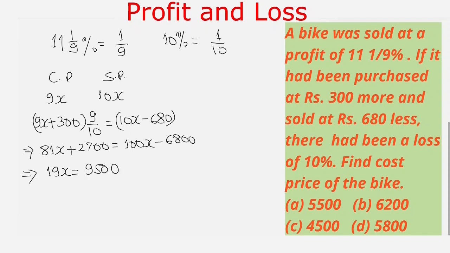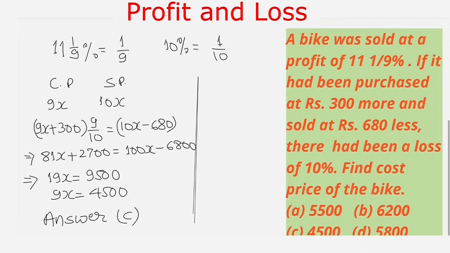If 19x equal to 9500, then we have to find the value of 9x as our assumed cost price was 9x. So 19 divides 9500 for 500 times, therefore x is 500. 9 times 500 is 4500. Thus, the cost price of bike is rupees 4500, and from the given options, our answer is option C. Now we solve this question by shortcut method.